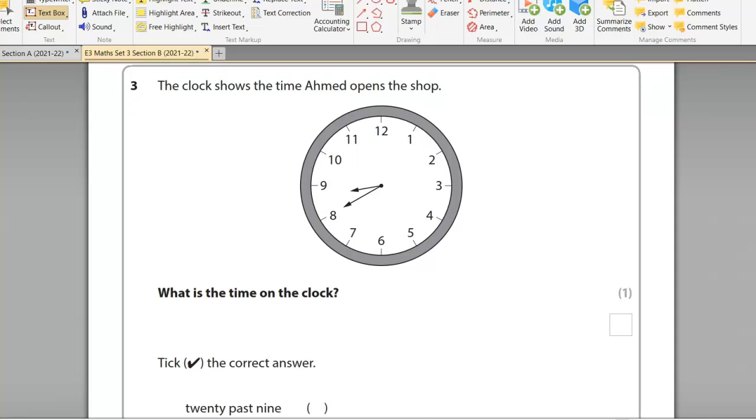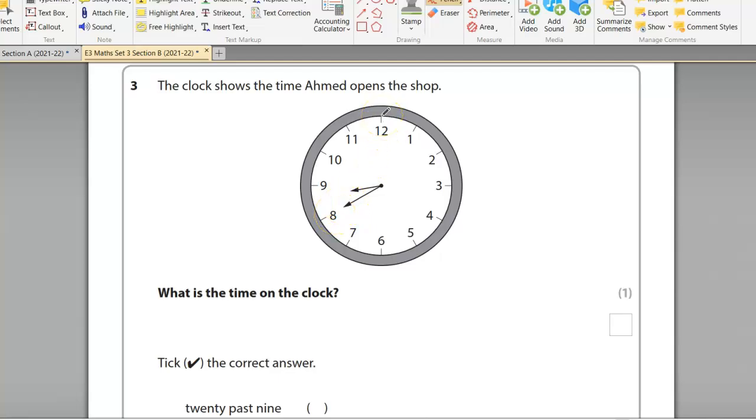Okay, then we've got a time question. The clock shows the time Ahmed opens the shop. So this is testing if you can read analog clock faces. So on this clock face, what have we got? Well, the big hand is the minutes and the little hand is the hours. So because the little hand is before the 9, it shows us that it's not 9 o'clock yet. And the big hand is pointing at the 8.